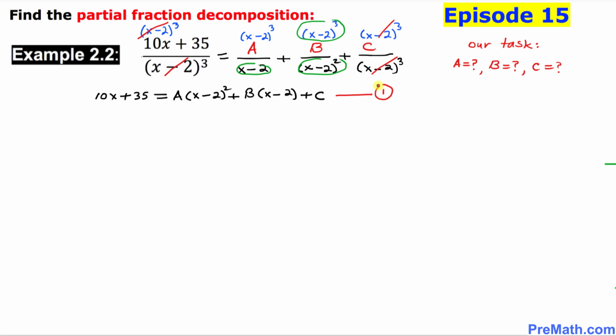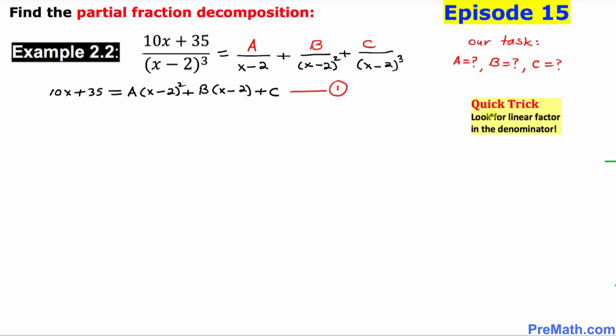and I am going to call this equation number 1. And now let's look at this quick trick. Look for linear factors in the denominator, and as you can see in the denominator on the left hand side, we just have one linear factor, which is x - 2. So I am going to copy it down over here, x - 2. Always set that equal to 0. That is going to give us the value x = 2.